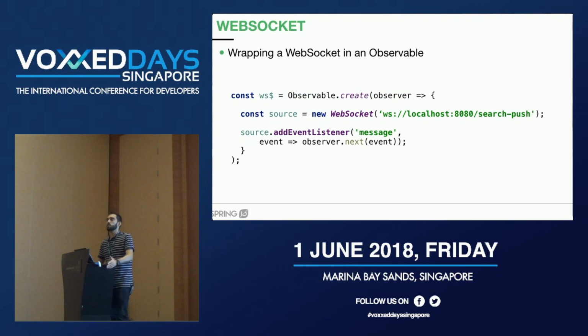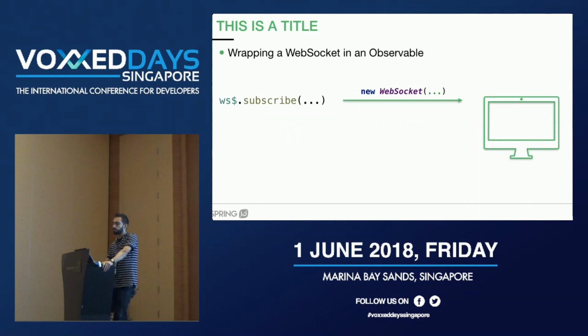The same applies to a WebSocket connection. We can wrap a WebSocket connection into an observable. This is basically the plain WebSocket JavaScript API. We're going to create a long-living connection where you can send and receive messages from the server side, or send to the server side. And every time that we get a message, we're going to call observer.next. So basically, whoever is subscribed will get the value.